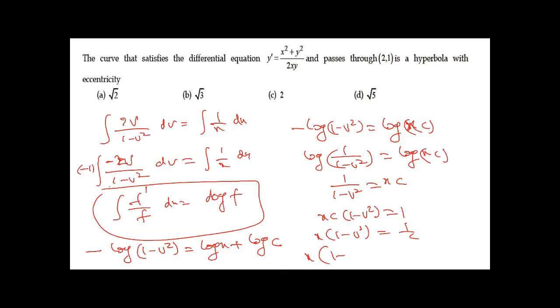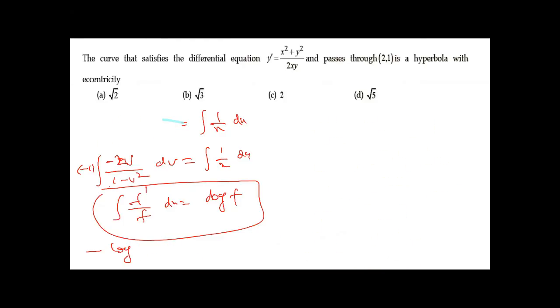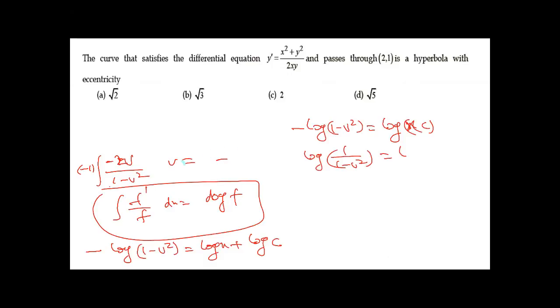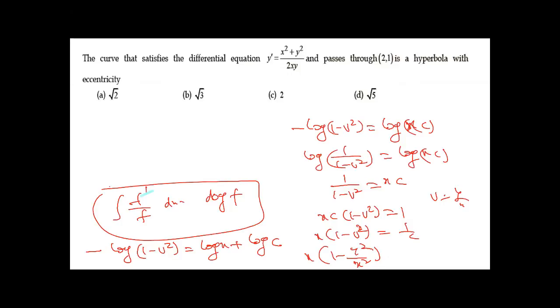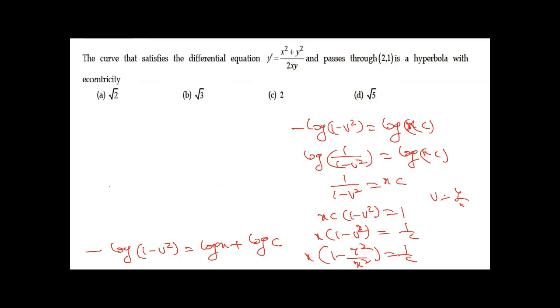x into, the value of v is what? v equal to y by x. So x times 1 minus y square by x square equals 1 by c. So finally, what do you get? After substituting the v value, you get a hyperbola. So x into x square minus y square by x square equals 1 by c. One x cancels. x square minus y square equals x by c.